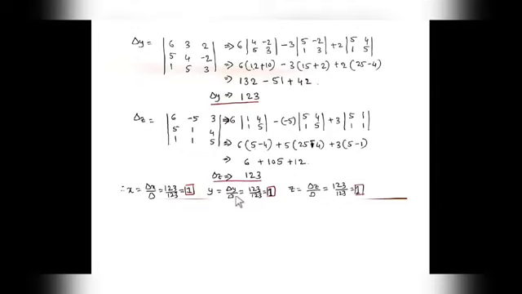Y value is delta y divided by delta, that is 123 divided by 123. Delta y value is also 123. Delta value is also 123. Again, I'll get the y value 1. Z value is delta z upon delta, that is 123 divided by 123, as we got the value of delta z as 123. Again, we got the z value is also 1. X, y, z values are 1, 1, 1 respectively.